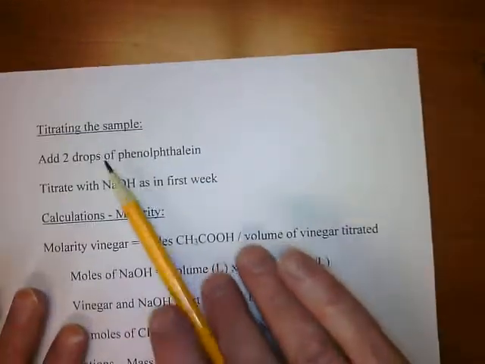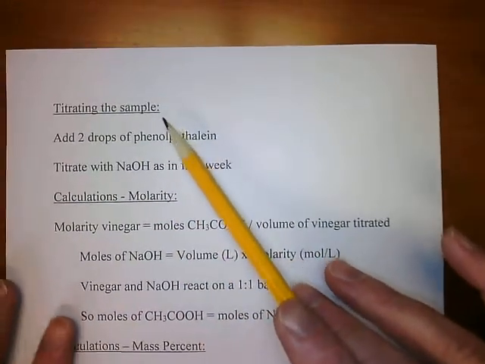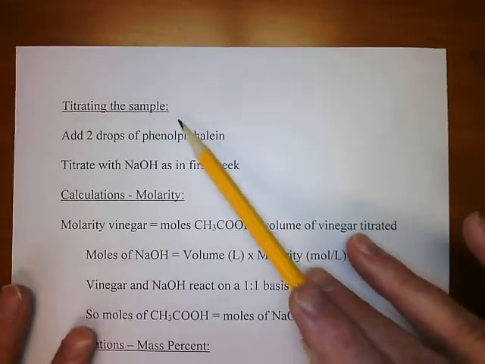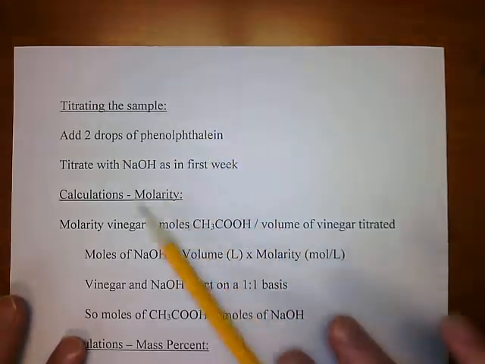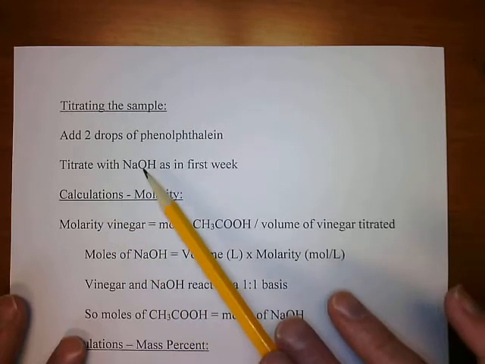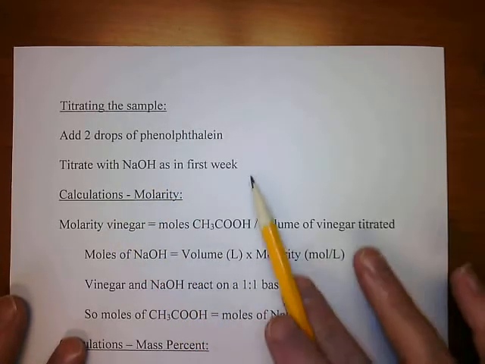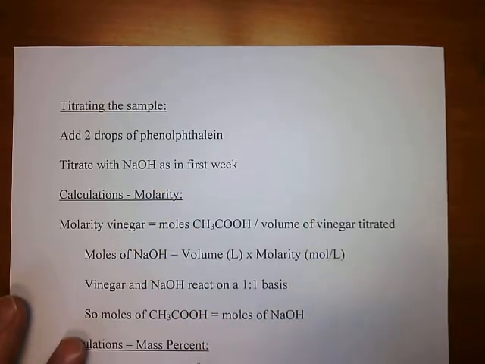Okay? So we're going to titrate the sample in the same exact way that you did before. That is, you're going to add 2 drops of phenolphthalein indicator and titrate it with sodium hydroxide just like you did in the first week, until the solution goes from colorless to pink.